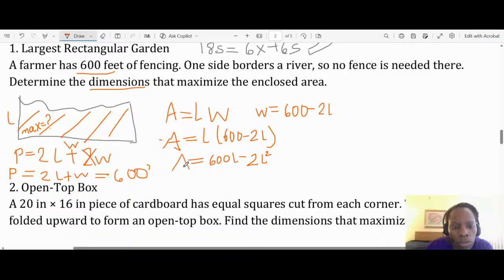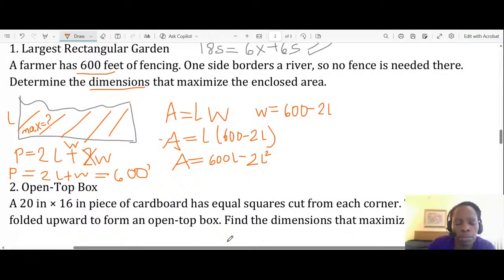Now we could take the derivative. That tells you how the area is changing with time. And then after we take the derivative, we're going to set it equal to 0 to find the maximum values. So let's do that.